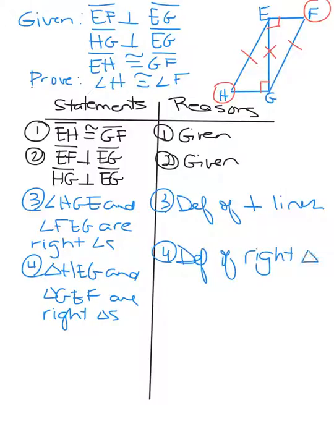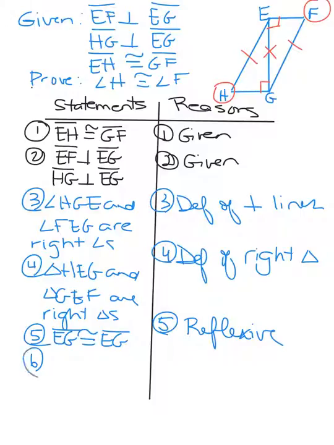Now notice in this proof I don't have to state that these angles are congruent, because I'm using the HL theorem. I just need to state that the angles are right so that I can then state that the triangles are right. Now I need to do my reflexive piece. So I have segment EG is congruent to itself, and that is because of reflexive.